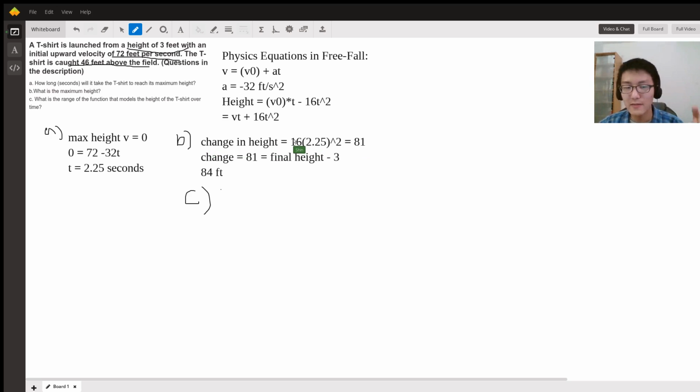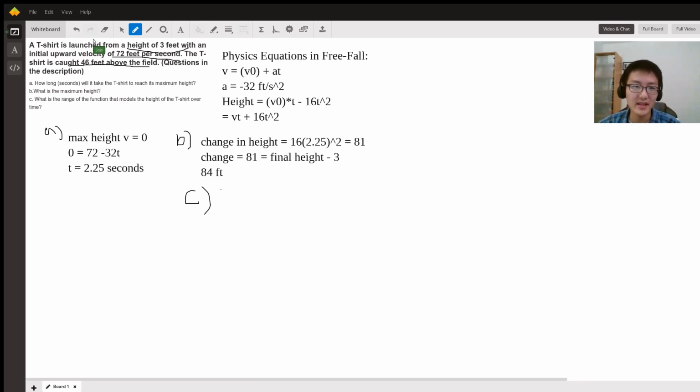From time equals 0 seconds to time equals 2.25 seconds, the height has increased by 81 feet. Notice in the question that it says the initial height is 3 feet. So if our change is 81 feet, it will equal our final height minus our initial height. So adding 3 will equal 84 feet as our maximum height.